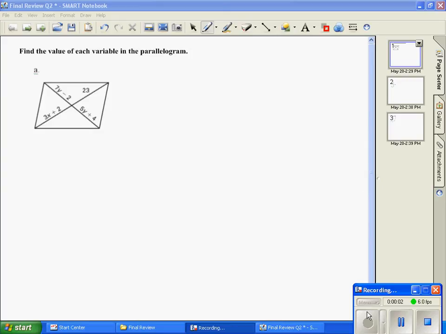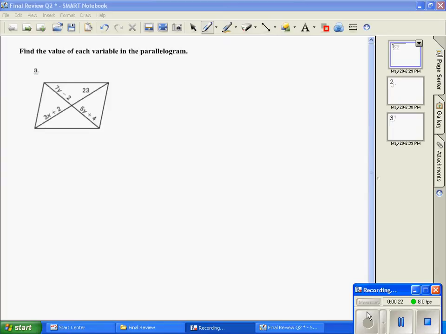Find the value of each variable in the parallelogram. Okay, so in this parallelogram, we see diagonals, and one of the theorems we have learned tells us that diagonals bisect each other in a parallelogram. So therefore, we can use this to find certain lengths. So let's find x first.